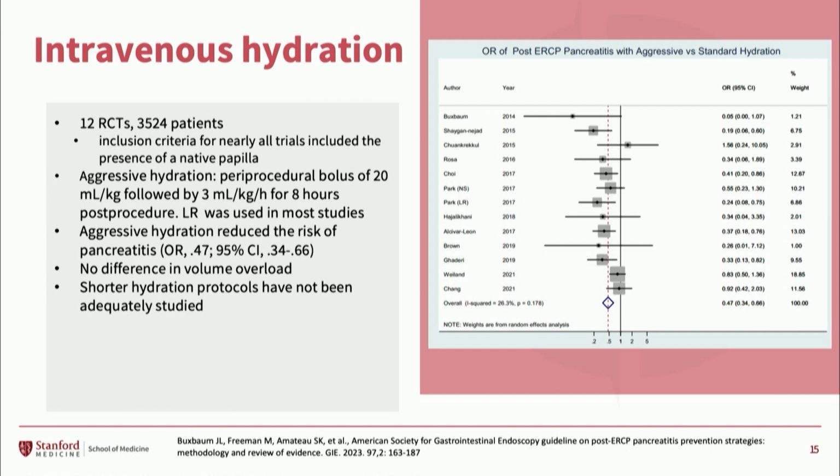The practicality of this recommendation for outpatients is maybe a little bit challenging. An 8-hour infusion in the PACU is logistically challenging. So for the most part, I think most of these studies occurred in the inpatient setting, but there is work looking at shorter hydration protocols now.